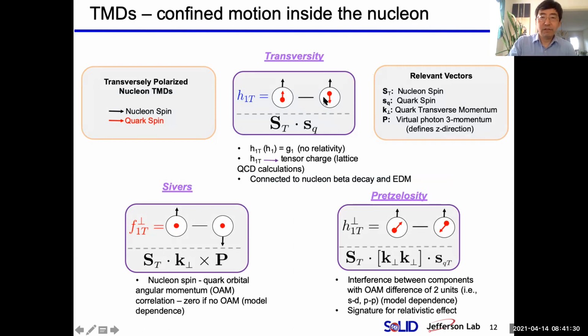Transversity itself can also be integrated over, which gives you a collinear quantity, and even integrating over x gives you the tensor charge. That's what we'll talk about. And the Sivers gives you the correlation of nucleon spin with the quark orbital angular momentum. So that's a very unique correlation. And the pretzelosity gives you a quadrupole type correlation, where 2 units of orbital angular momentum come in.